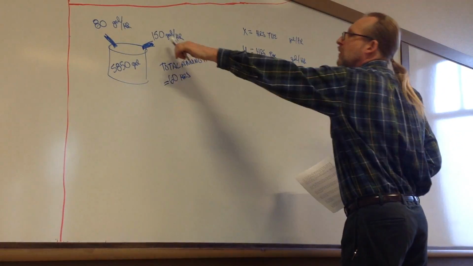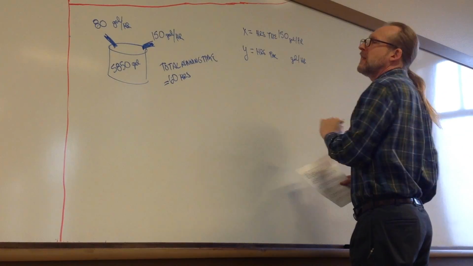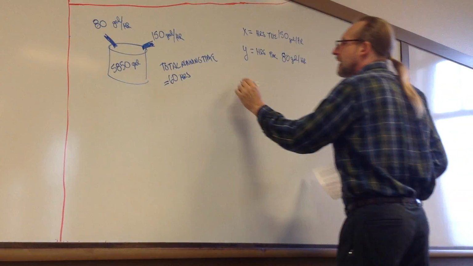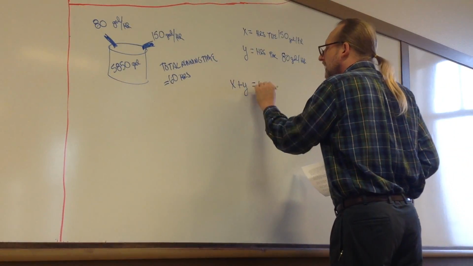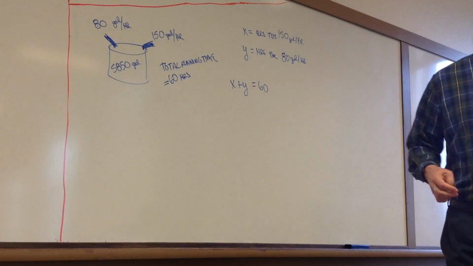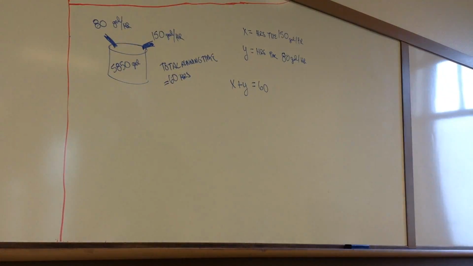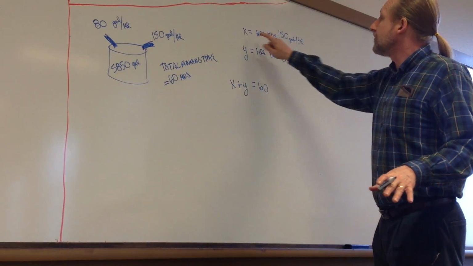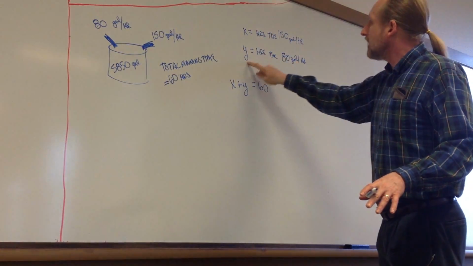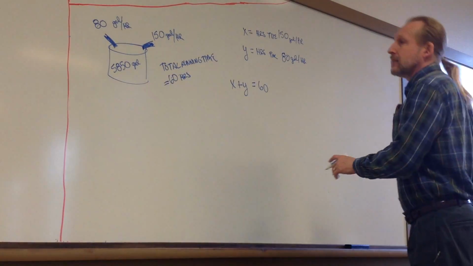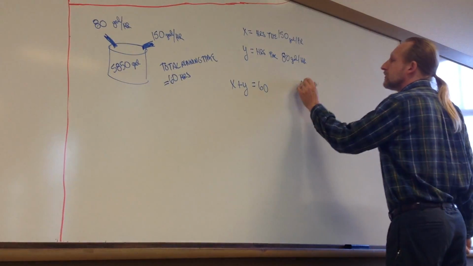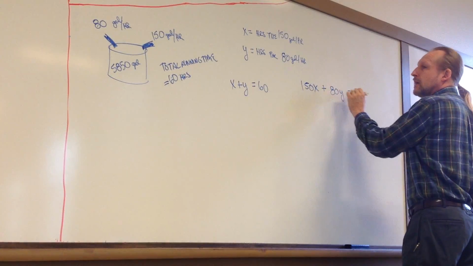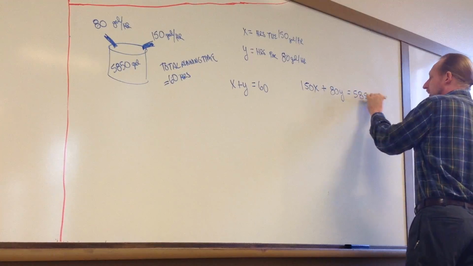Okay, so now we'll have x be the 150 gallon spigot, and y will be the 80 gallon spigot. And then again, we know that x plus y has to add up to give us 60 hours. Okay, then the other piece of information is going to be that 150 times x plus 80 times y has to fill the tank and give us 5,850 gallons. So 150x plus 80y equals 5,850.